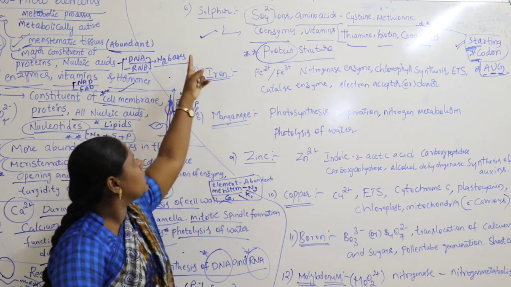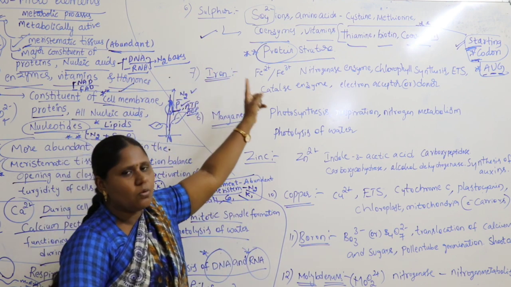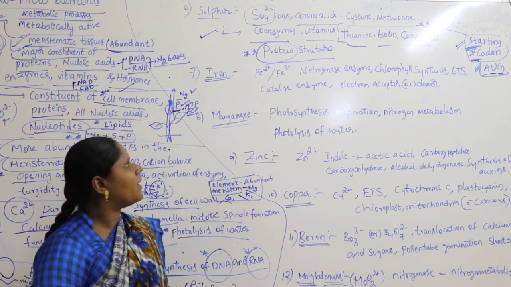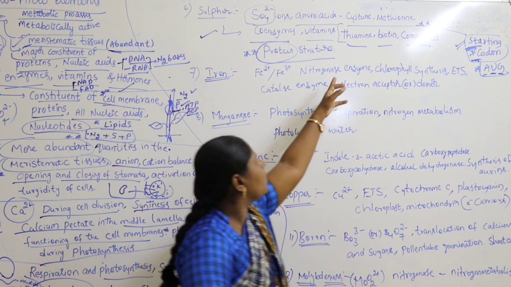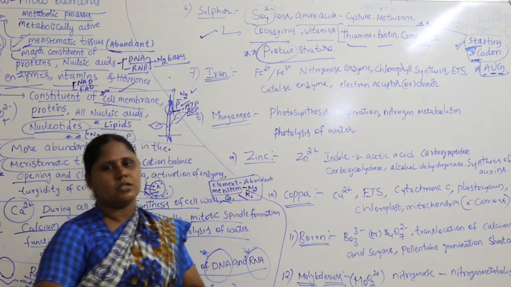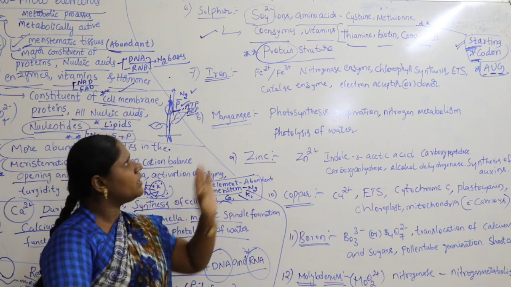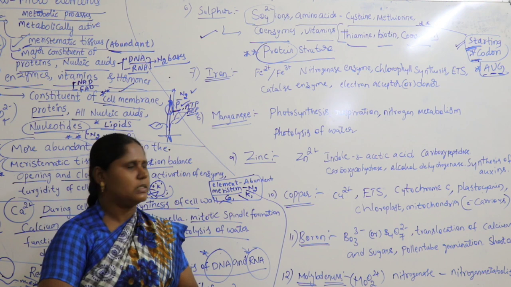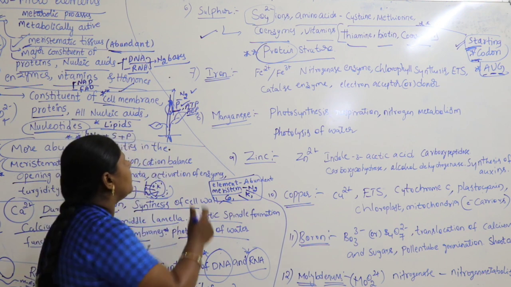So sulphur also can act as a coenzyme. Sulphur is also present in the most commonly used vitamins like thiamine, biotin and coenzyme A, and also plays an important role in protein structure. So that is about sulphur and its important role in metabolic processes. Now let us talk about iron.